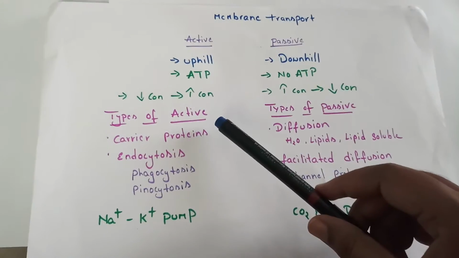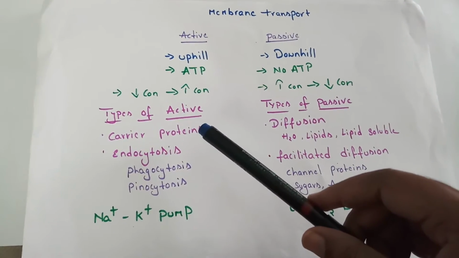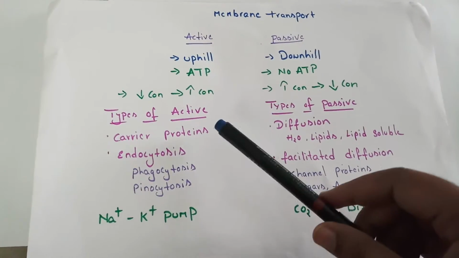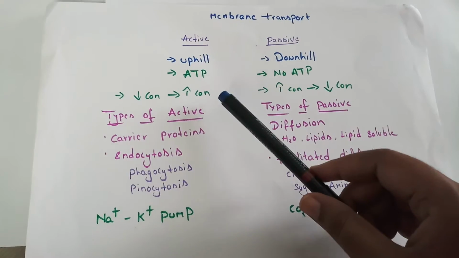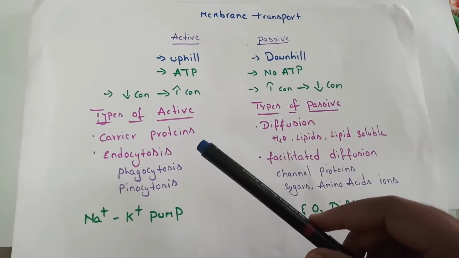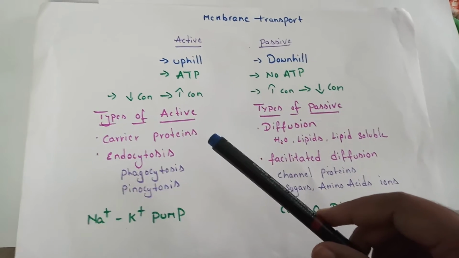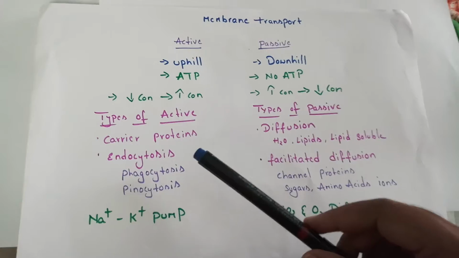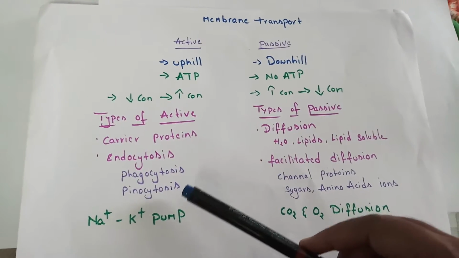Now the types of active transport are, first, carrier proteins. When any contents are attached to the carrier proteins and transported inside, which follows the rule of lower concentration to higher concentration, it needs an ATP. As well as that, we have one more type, endocytosis, taking the contents inside the cell from outside. We call it endocytosis. In turn, we have two types: phagocytosis, which means cell eating, and pinocytosis, which means cell drinking.